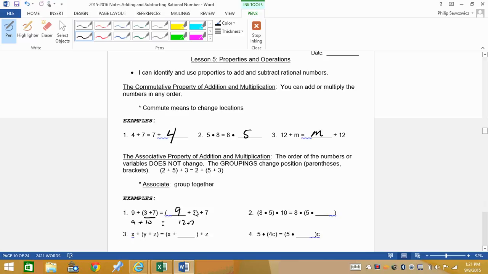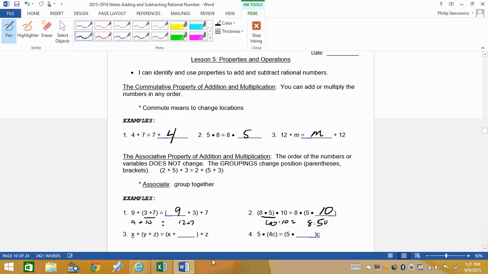So multiplication is the same idea. The order's not going to make a difference when I multiply. So 8 times 5 and then times 10 is the same as doing 5 times 10 and then times the 8. Again, they did not change. 8 times 5 is 40. 40 times 10 is 400. Here, 5 times 10 is 50. And guess what 8 times 50 is? 400 there.